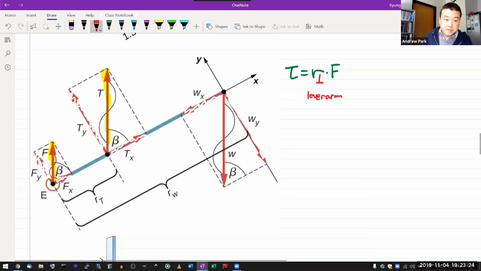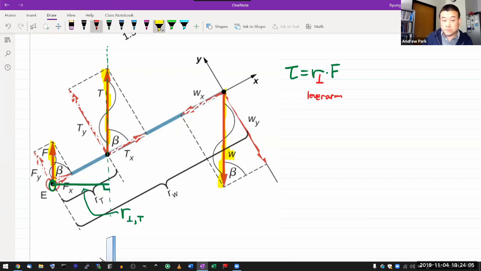You extend this force into a line so that you have a graphical representation of the line of force. And what you do is you drop down a perpendicular segment from the center of rotation onto that line. So this is what you would say is the lever arm for tension force T. Okay? Let's continue.